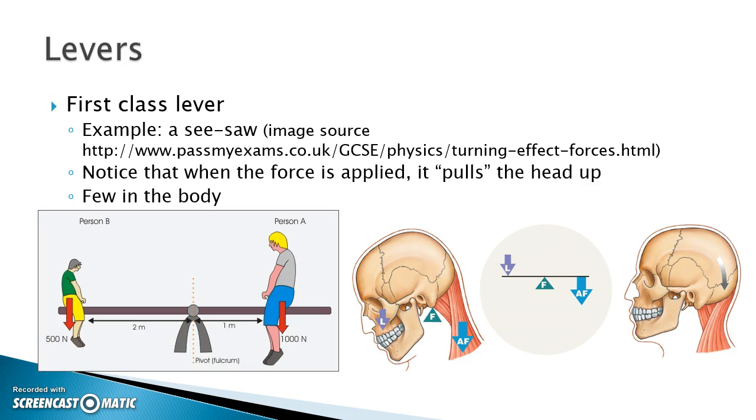A first-class lever has the fulcrum between the load and applied force. An everyday example of this is a seesaw. When one person uses their weight and goes down, it causes the other person to be lifted.